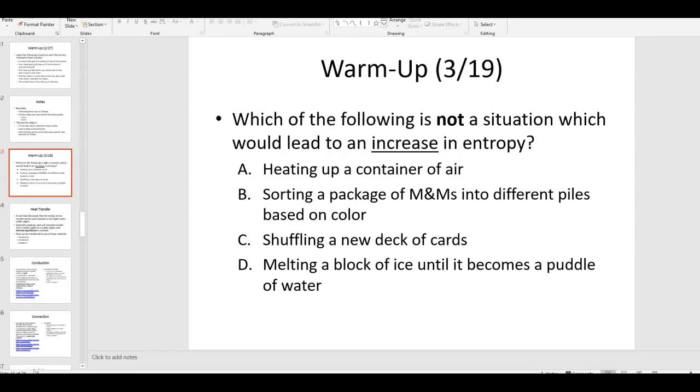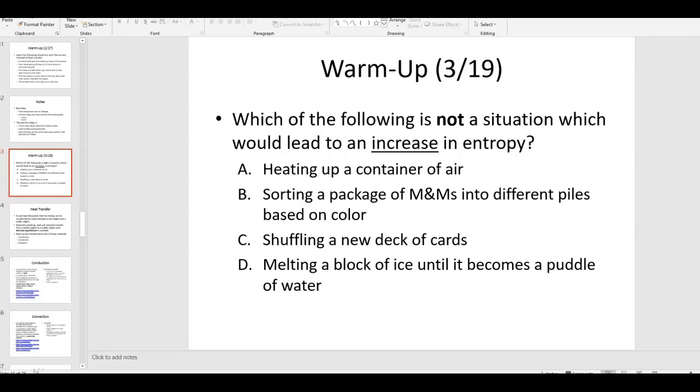Okay, so today we're just going to be talking about heat transfer. Before we talk about heat transfer, I do want to take a look at this question here. Hopefully you've seen the last video when we talked about entropy. So the warm-up question today says, which of the following is not a situation which would lead to an increase in entropy? Okay, so see if you can answer that question.